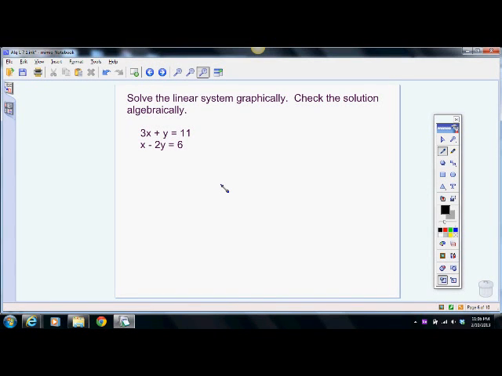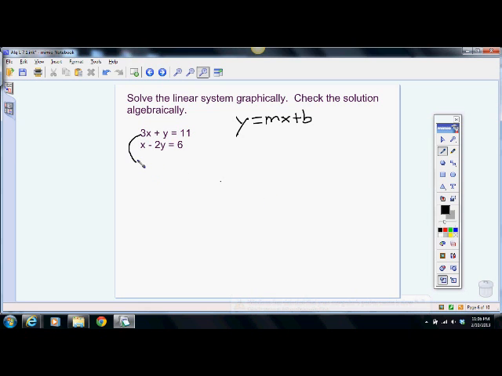Graph the linear system graphically, check your solution algebraically. Now if you look at this, unlike the previous example, these are not already in slope-intercept form. I think the quickest way would be to write them both in slope-intercept form, y equals mx plus b. But remember, we do have other ways, such as creating an input-output table and graphing intercepts.